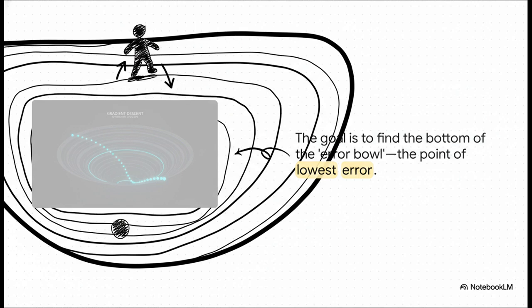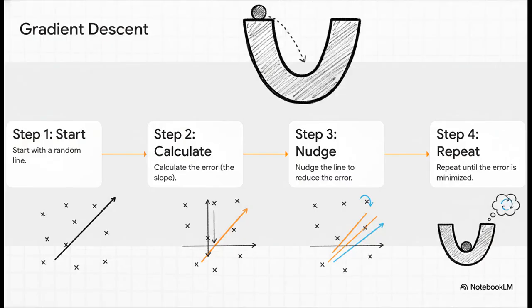And to get to the bottom, it does what you or I would do if we were hiking in the fog. It feels the ground right where it's standing to see which way is steepest downhill, and it takes one small step in that direction. And that's literally what the machine does. The process is called gradient descent.